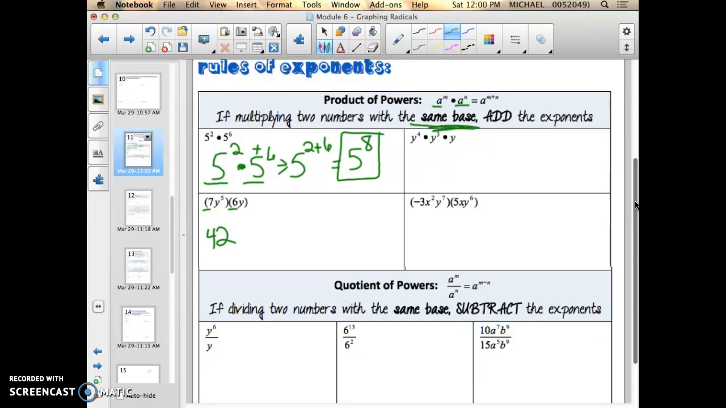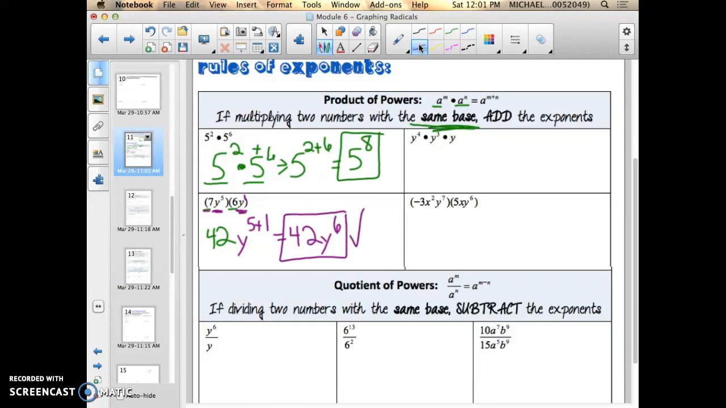Then I look at the bases of y to the 5th and y to the 1. Even though it's not written, I know that it's y to the 1. Now I do y to the 5 plus 1 because it's base of y times base of y. Base times base, you add their powers. So this becomes 42 y to the 6th. I multiplied the numbers, 7 times 6 to get 42, and then I multiplied the y's together and added their exponents, so I get y to the 6th, and that is my final answer.